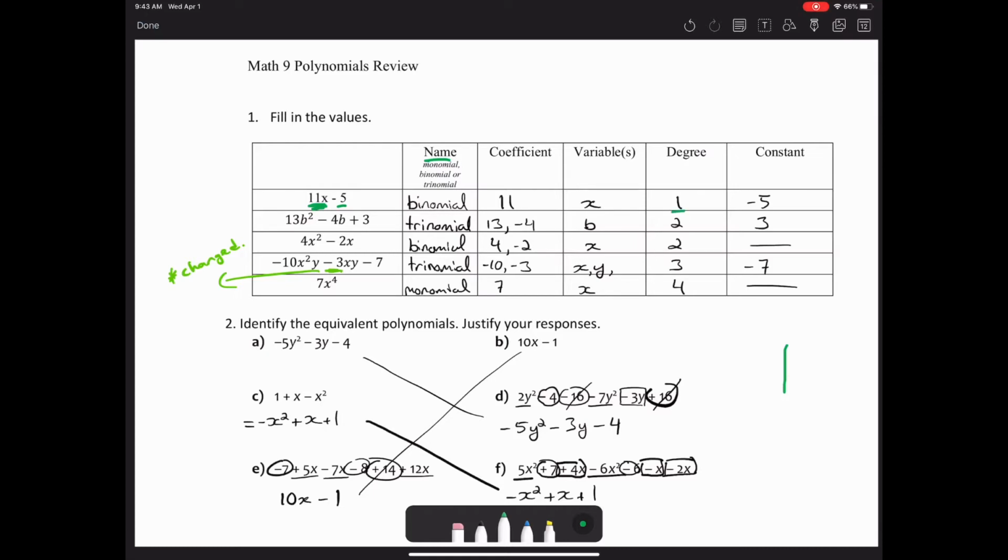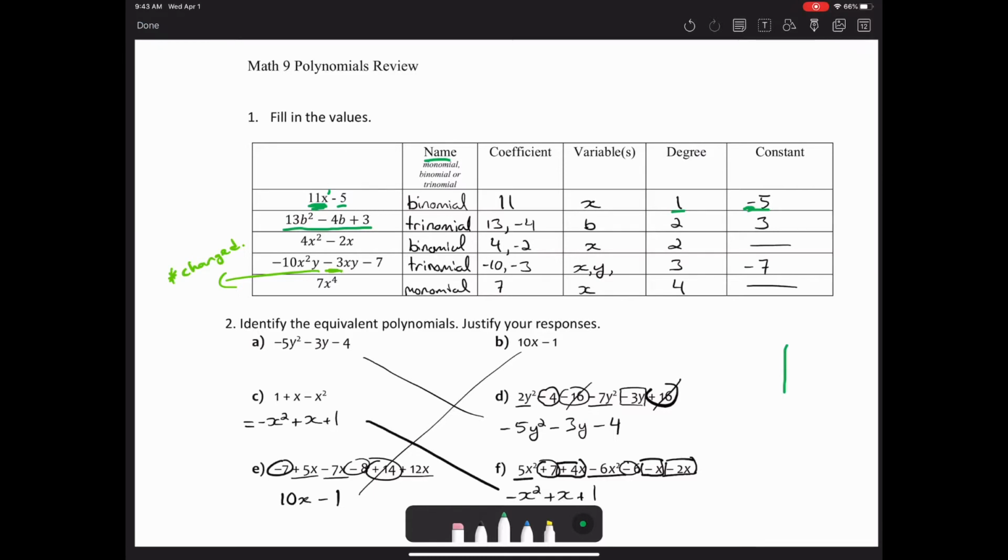The degree is 1, so we look for the highest exponent that we have, and x is the same as x to the power 1. So the degree would be 1 for this one. And then our constant, make sure you keep the sign with it. Constant would be -5.